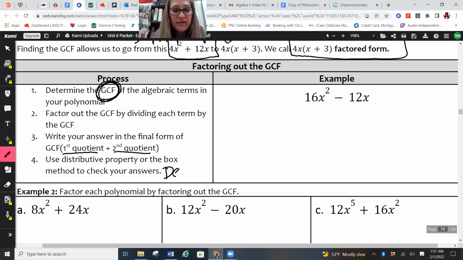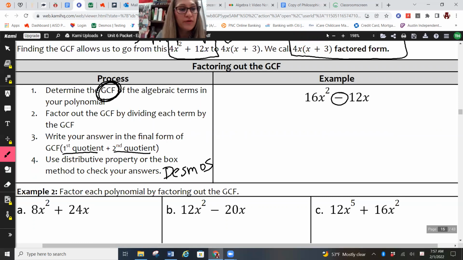Use the distributive property or the box method to check your answers. I'm also going to say Desmos. Desmos checks your answers as well. Okay, so we're going to do everything we just did. The only difference is I snuck a minus sign or a plus sign in between them, whereas above, you'll notice it just says this and that. So we just put a minus or a plus. Then it's going to be so relatable.